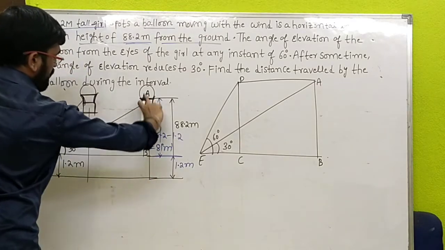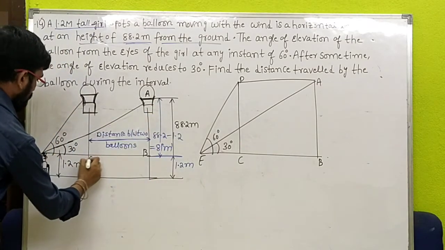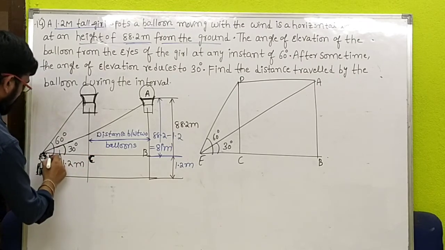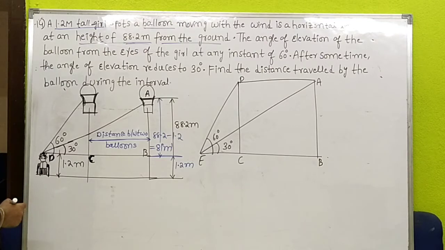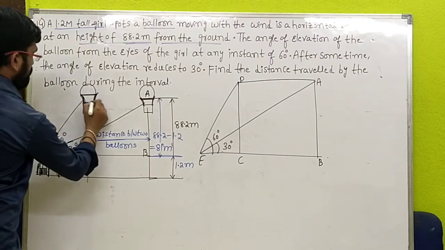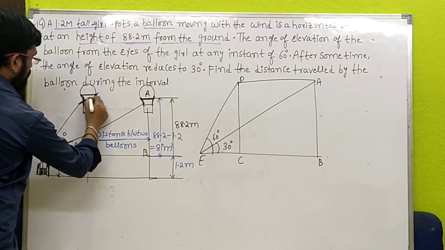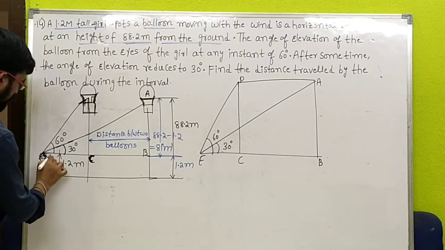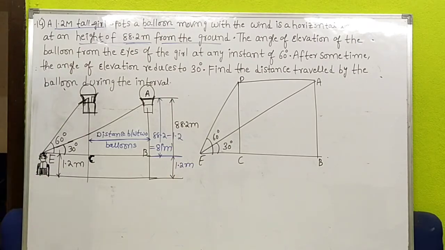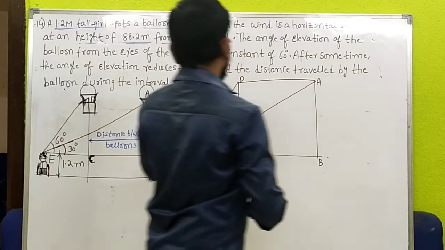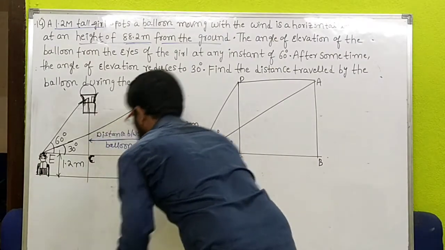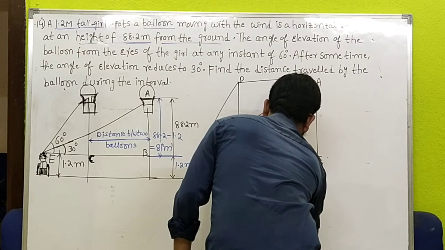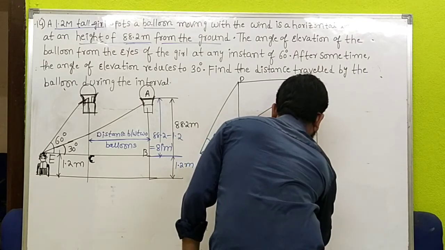AB, don't count, but just taking AB, C, D. Sorry, C, D, this is D here. Now it will be E here. Okay, so we need to find the distance traveled by the balloon. Distance, okay, now between two balloons.